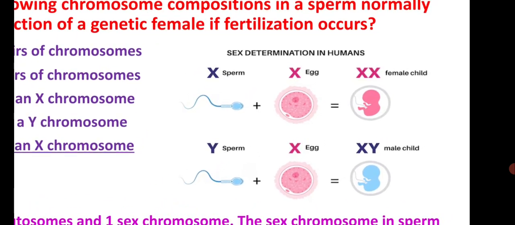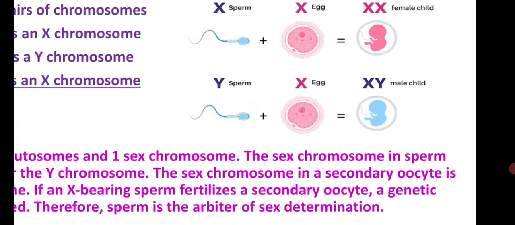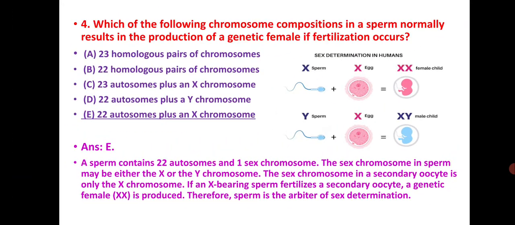So this image shows the sperm having either an X or a Y sex chromosome, whereas the oocyte has 2X. To form a female child, 1X comes from the sperm and 1X from the egg, whereas for the male, X is common from the oocyte, while Y comes from the sperm. So sperm is the arbiter of sex determination.